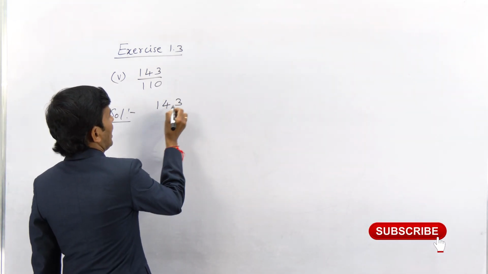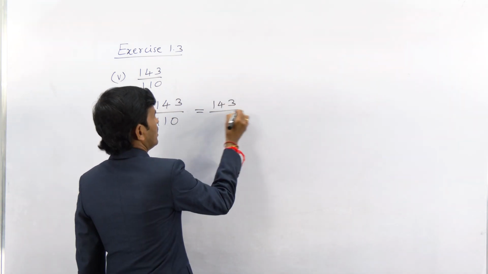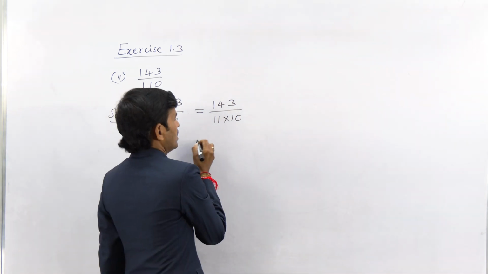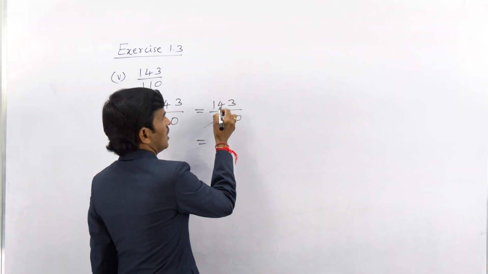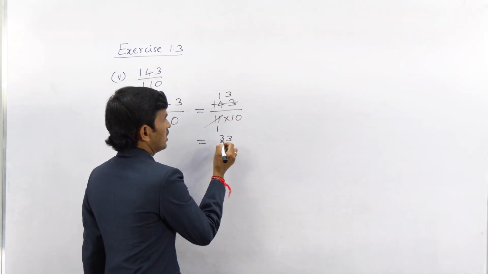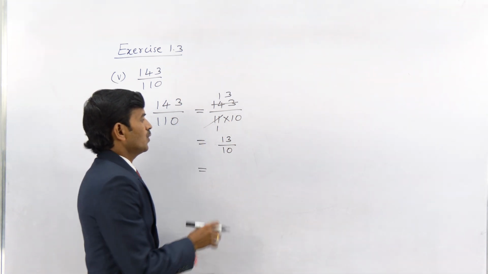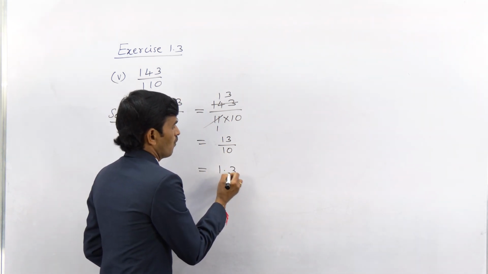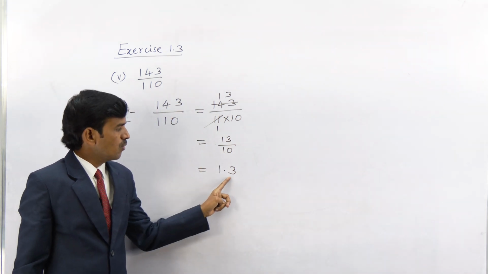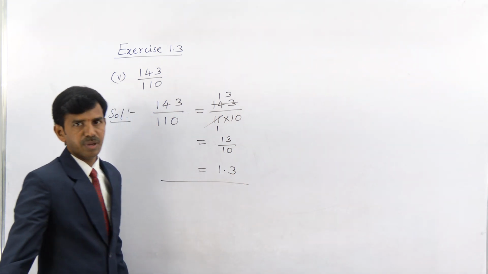So it can be written as 143 by 110, and 110 has factors 11 into 10. In the same way, 11 ones are 11, 11 threes are 33, so 33 by 10 after cancelling gives 13 by 10. That is 1.3, as the denominator consists of only one 0. So the answer in its decimal expansion is 1.3.